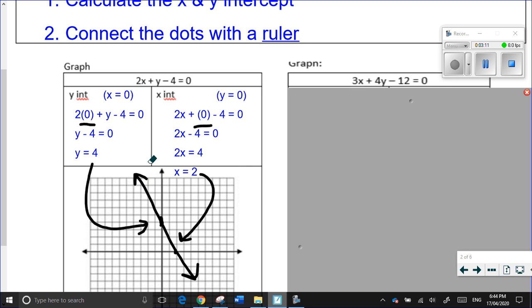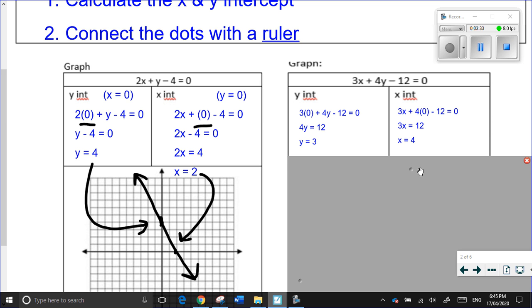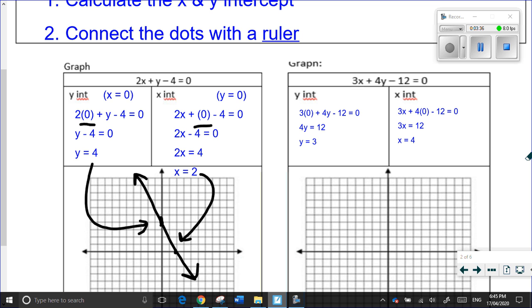If you haven't already, take a second, pause, have a coffee, take a quick nap, gather some energy, and try the next question. It's the exact same method. Find your x and y intercepts to begin with, sub your values in, and solve. Graph your points. And then play connect the dots.